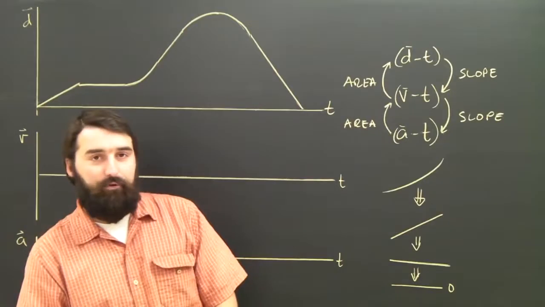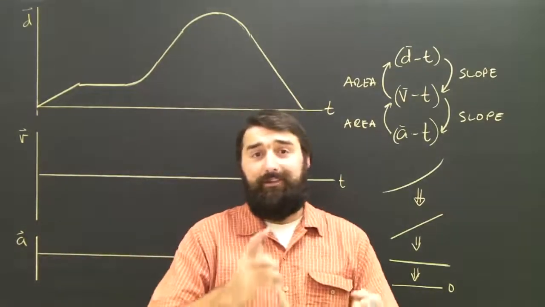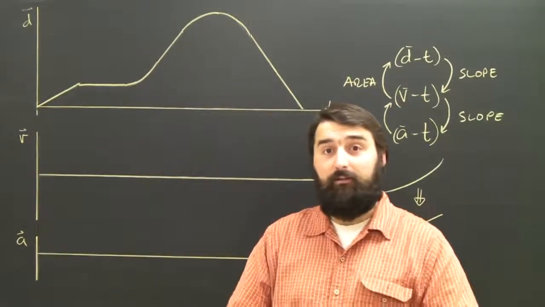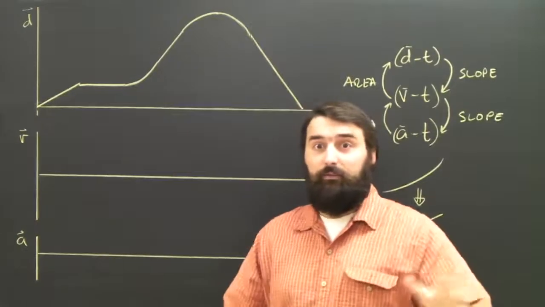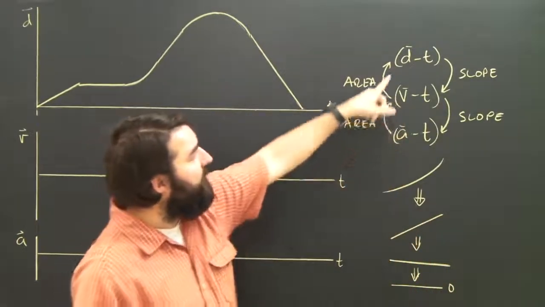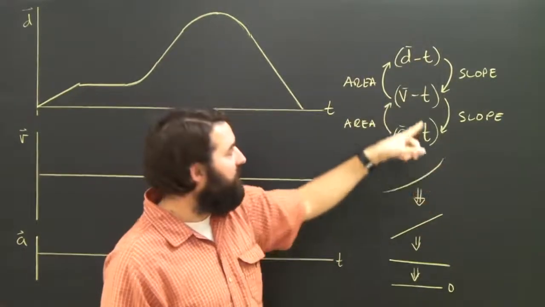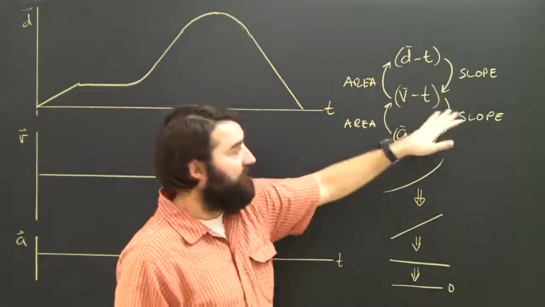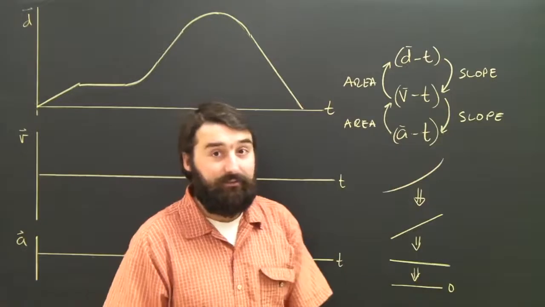So now we are pretty much professional graphers. We know how to take slopes, we know how to take areas, we know how to do hopefully everything. We're going to try to put it all together. As a little reminder, if we take the slope of a dt graph, we get the velocity, and if we take the slope of a velocity graph, we get the acceleration.